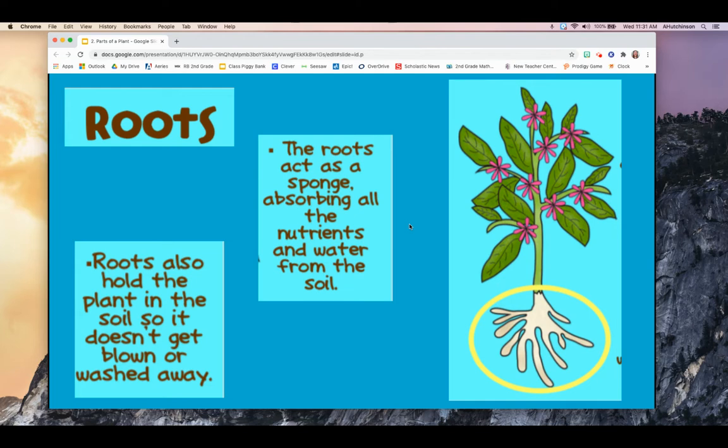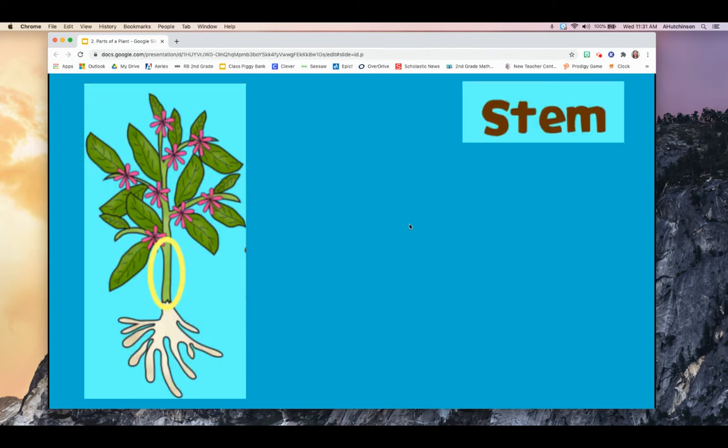As we move up the plant, we come to the stem. What do you already know about stems? Maybe you know a little bit about stems, maybe you don't know so much. Here are some things to know about the stem of a plant.